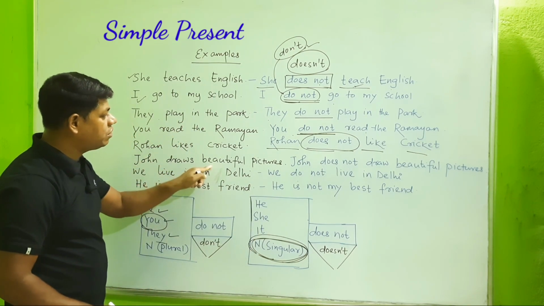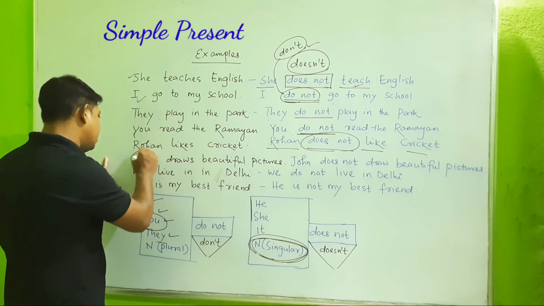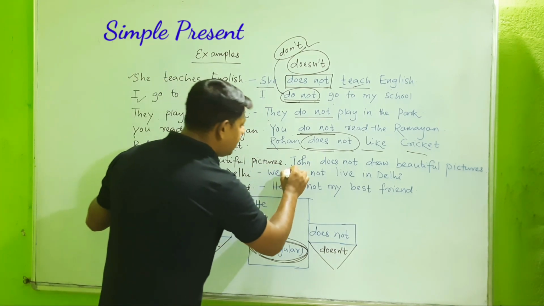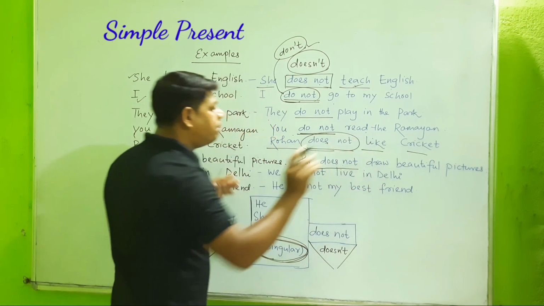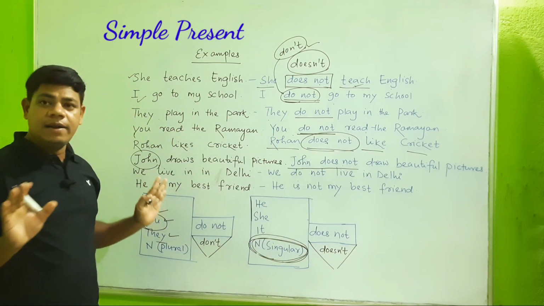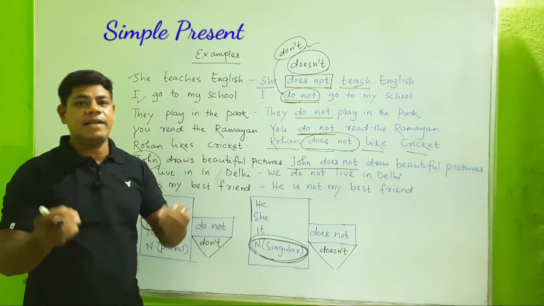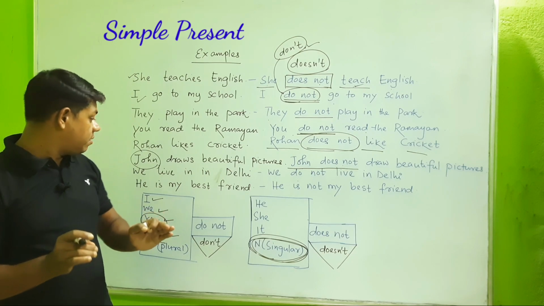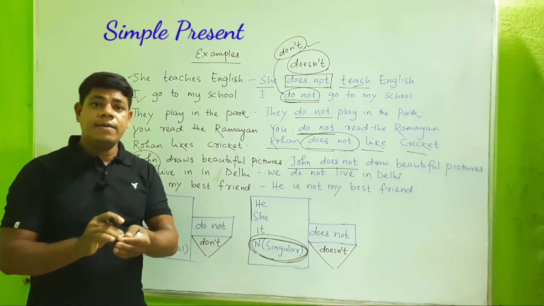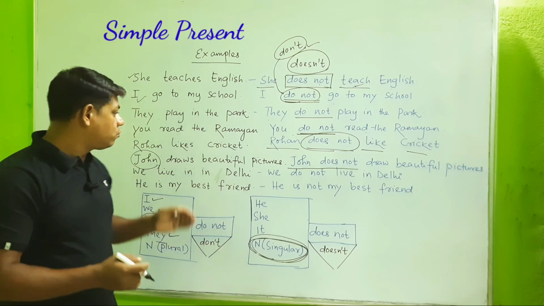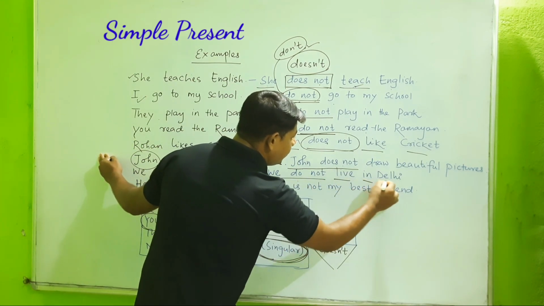Then comes your John draws beautiful pictures. John is also singular. So when it is in negative form, you are going to write John doesn't draw beautiful pictures. Then comes your we live in Delhi. We live in Delhi, in the sense we is plural. Yes or not? So if the subject is plural, you have to add plural verb. So we do not live in Delhi.